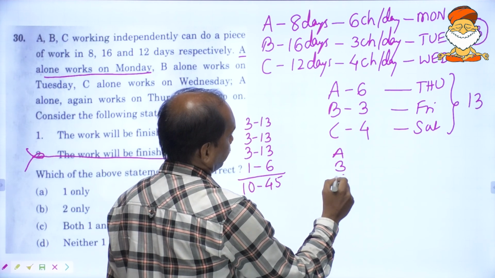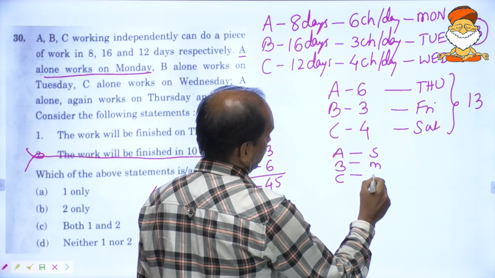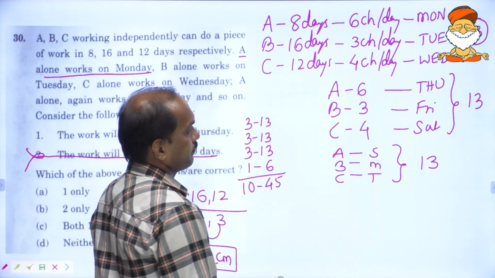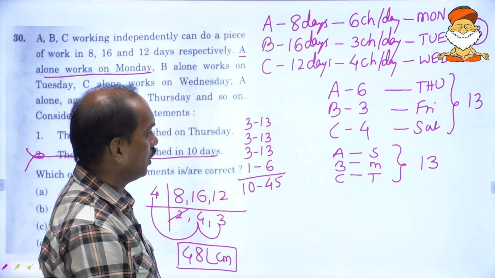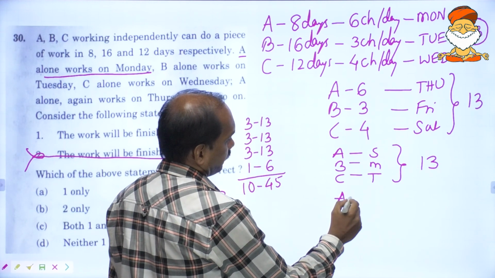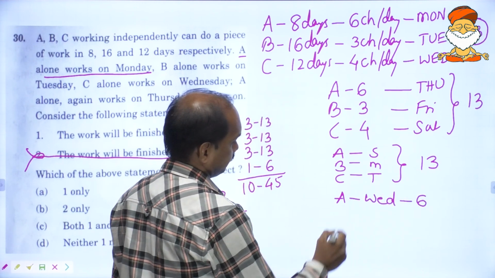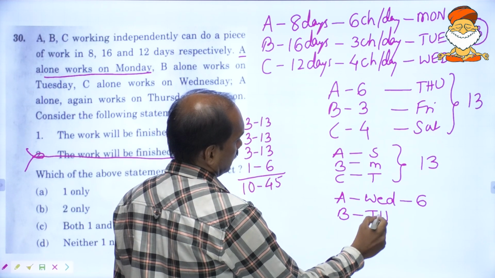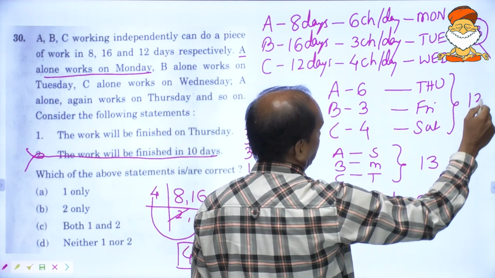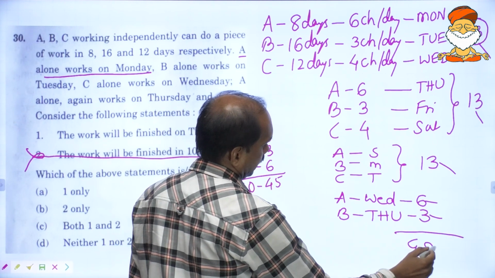Again ABC. Saturday, Sunday, Monday, Tuesday. Again 13. 39 are over. Now we want 9 more. Okay. We want 9 more. A will come on Wednesday and will arrange 6 chairs. B will come on Thursday and will arrange 3 chairs. 13, 13, 13, 39, 42, 48. All the 48 are over.